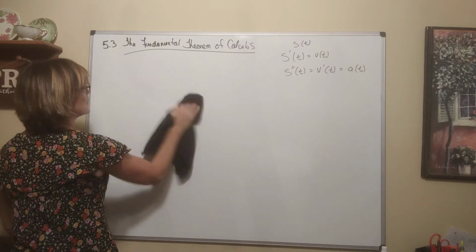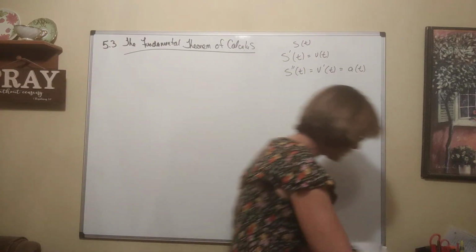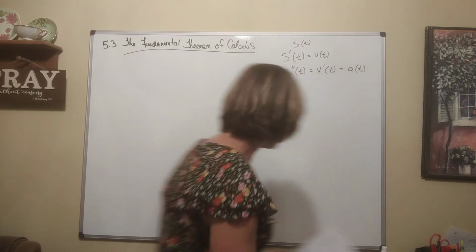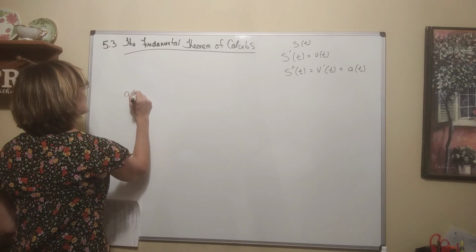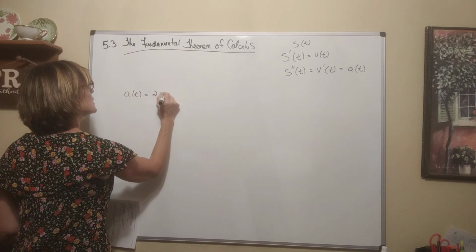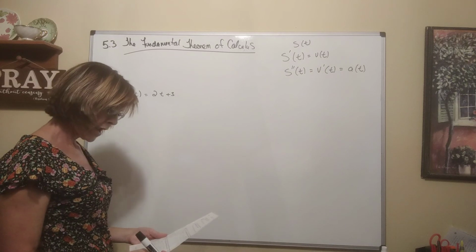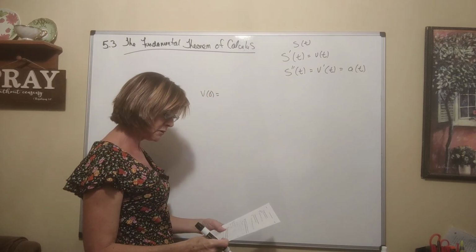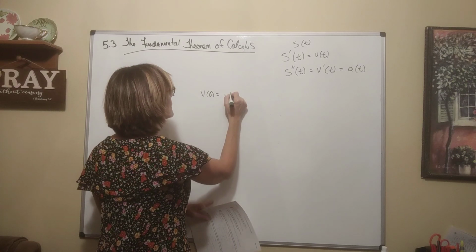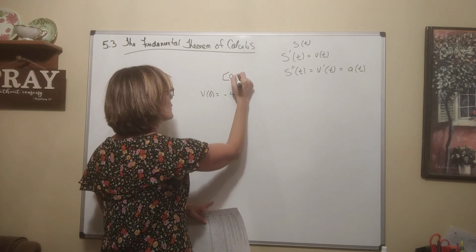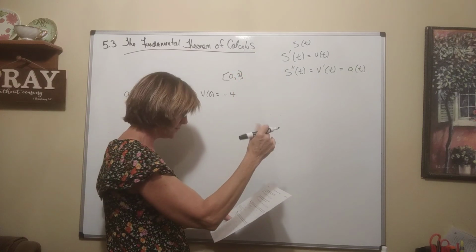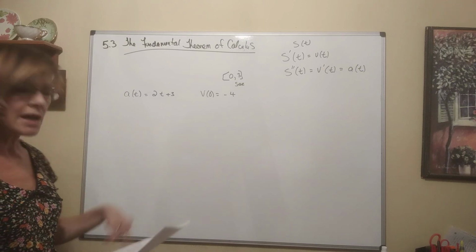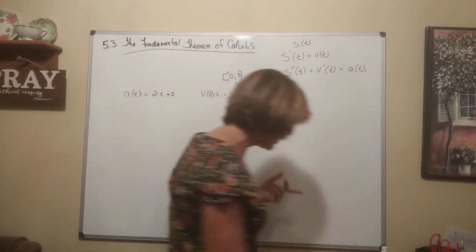Okay. Number 6. They told us the acceleration function is 2t plus 3. A of t is 2t plus 3. And they give us the initial velocity, v of 0, is equal to -4. And they want it between 0 and 3 seconds, right? All right. So it says find A, the velocity at time t. How can we find velocity?